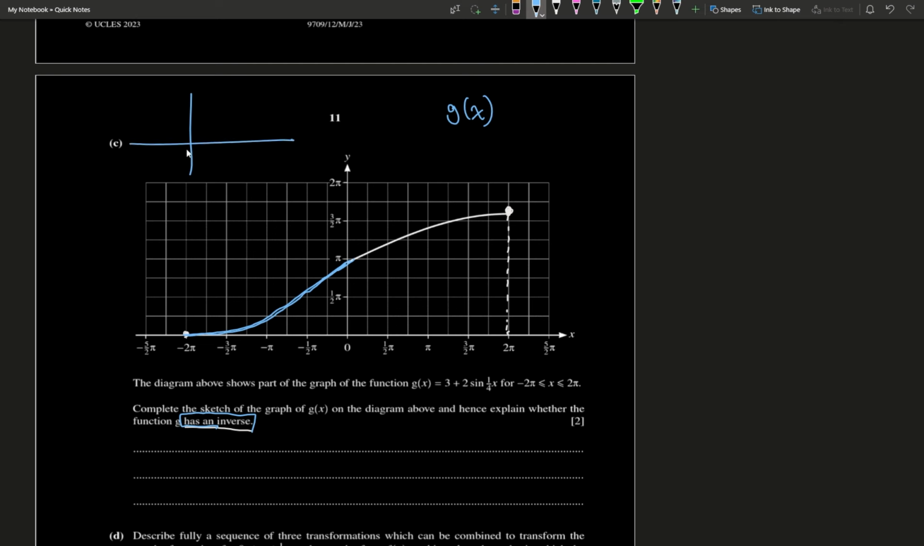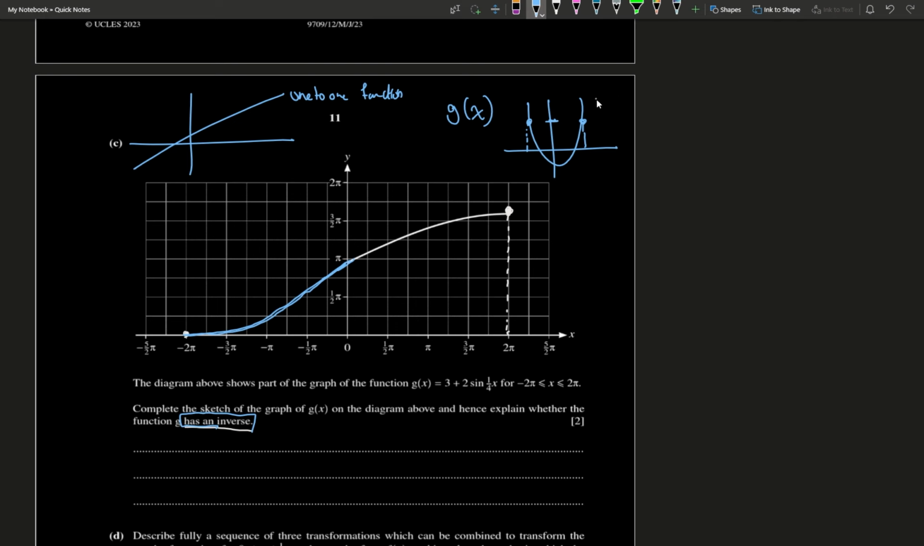Now, a straight line is a one-to-one function. Why? Because every x coordinate corresponds to one output. Every input corresponds to one output. Do you get me? But if we, for example, draw a parabola, maybe this x coordinate and this x coordinate both produce the same output, meaning that this cannot have an inverse function.